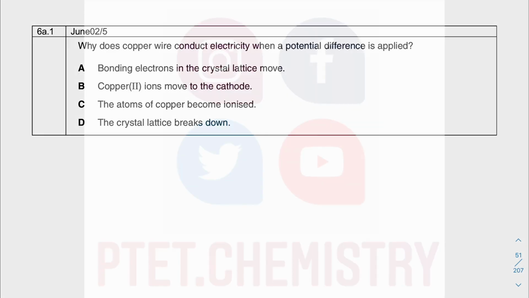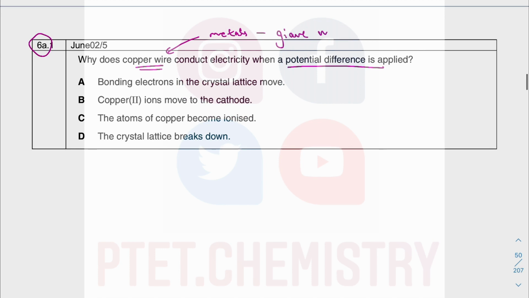So in this tutorial video on the topical MCQs, this is topic 6, on redox changes or electrochemistry. When we apply a potential difference to a copper wire, so this is about metals, we talk about giant metallic structure, which means you have the metallic bonding between the cations, the copper cations, and the sea of delocalized valence electrons. So you're going to have conductivity.